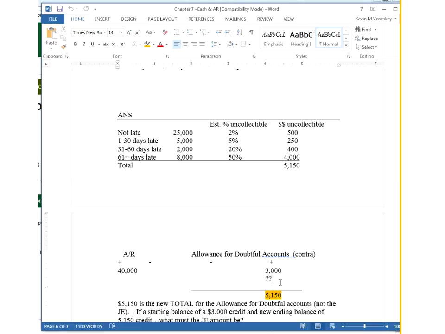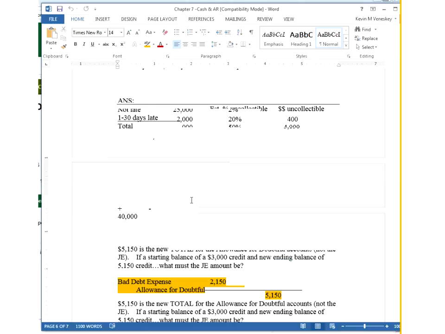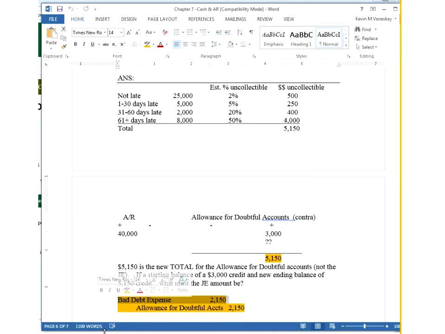That's $2,150 new dollars that I expect to never be seen again. And if I don't see those dollars, that's where I use my bad debt expense. I want to remove it and treat it as a reduction of my income as an expense does. So I'm going to debit my bad debt expense for the $2,150. And then, as I showed here, I'm going to credit my allowance for doubtful accounts to get it up to where it needs to be, of $5,150.